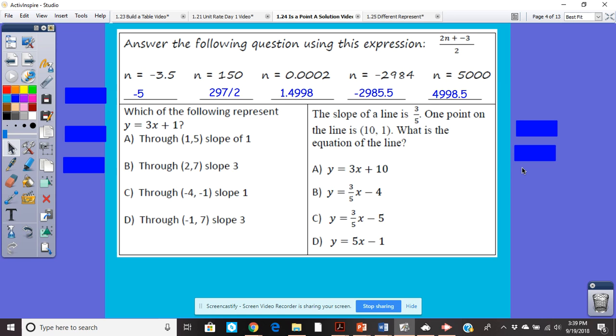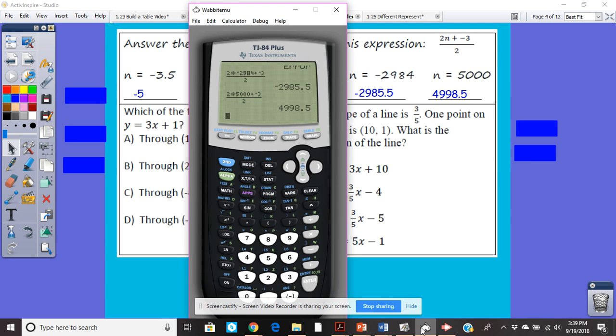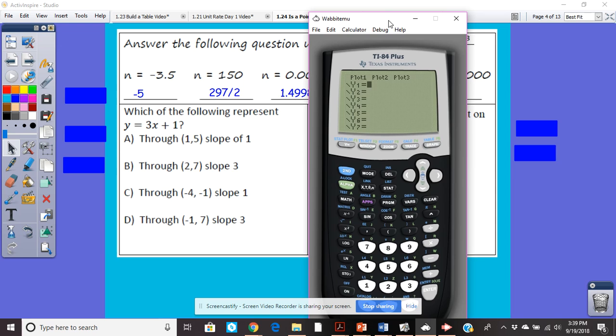All right, so the next two examples say, answer the following, which of the following represent y equals 3x plus 1? So you need to find the slope and you need to find an ordered pair. So you can enter this equation into your y equals, so 3x plus 1, and you can go to graph it and then trace. And so we can enter this x value of 1. And so if x is 1 on this graph, y is 4. So I know that A is not right.